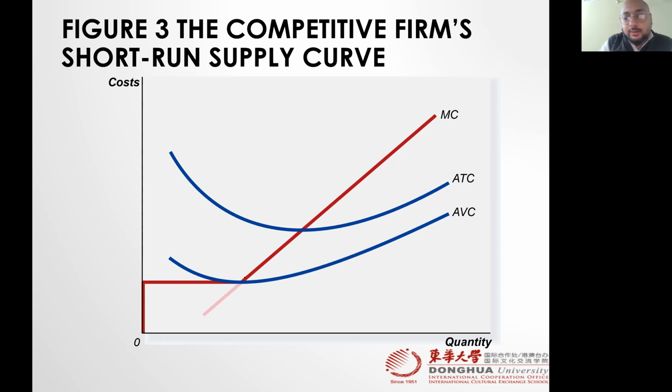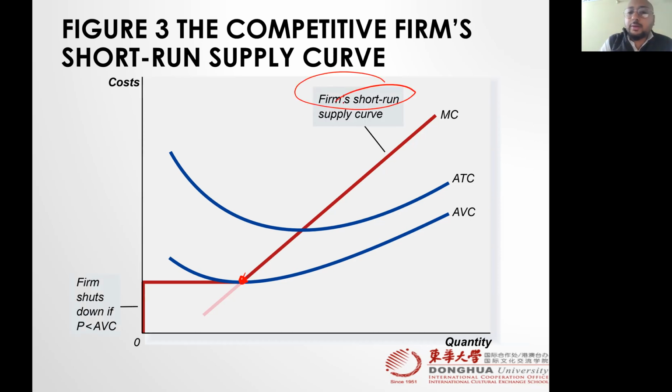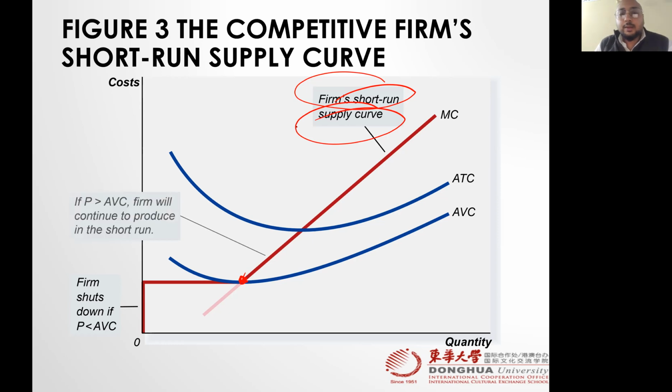See, the short run supply curve starts, that part of MC is the proxy of the supply curve which starts from average variable cost upward, right? Firm short run supply curve. The firm will still produce if price is greater than average variable cost. The firm will continue to produce in the short run. But here price is less than variable cost. At this region, nobody will produce. So production will be zero. Nobody wants to sell in the market.